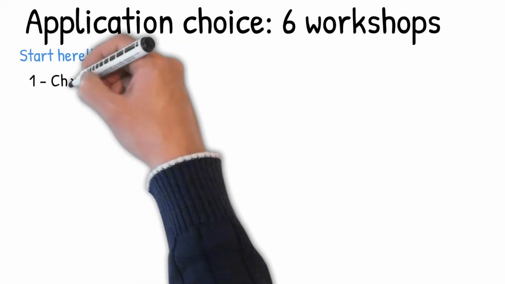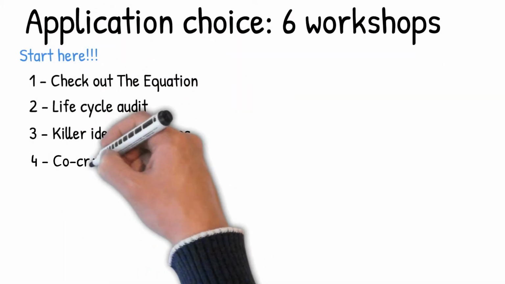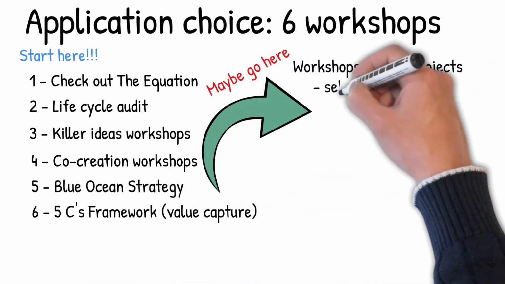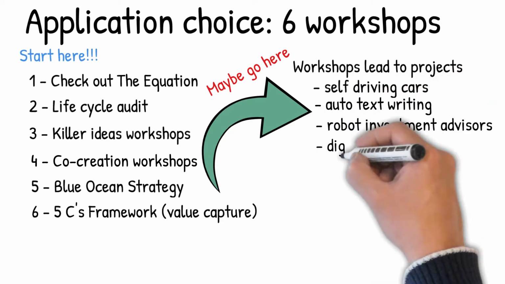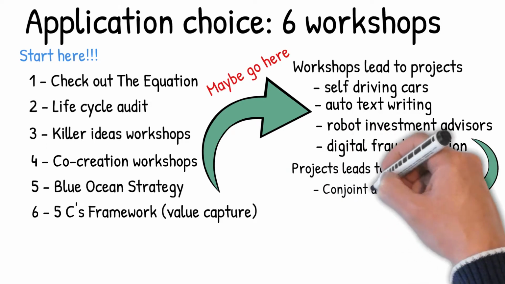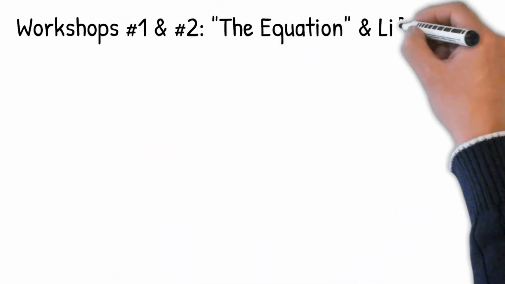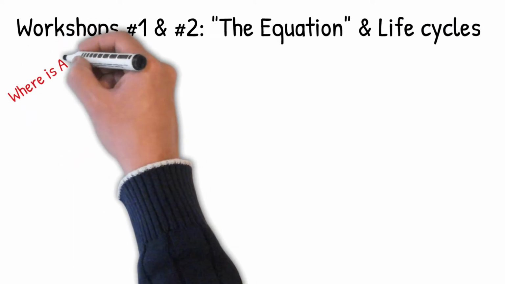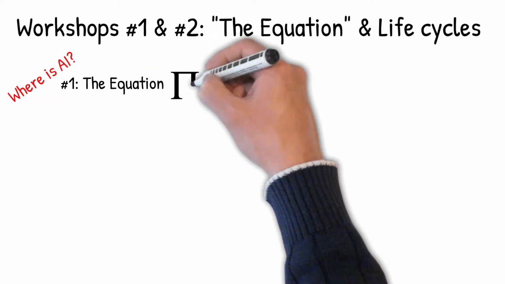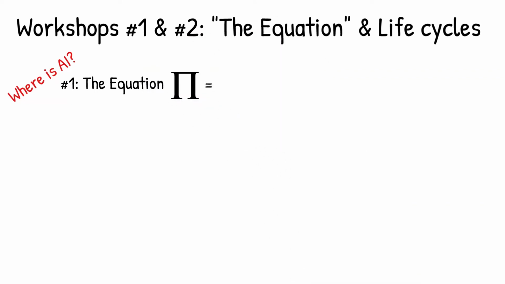Okay, in order to choose the applications that you want your teams to focus on, what I'm going to suggest are 6 workshops. Those 6 workshops will then lead to more evaluations of particular projects. Those projects will then in turn lead to a number of supervised machine learning techniques. The first workshop is rather straightforward. You take the equation from the first video on objectives, you write it on a piece of paper, and then simply brainstorm.